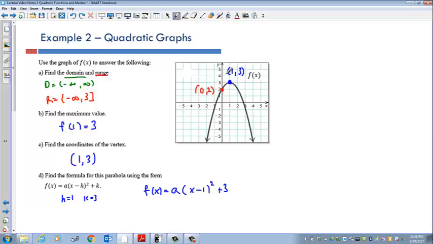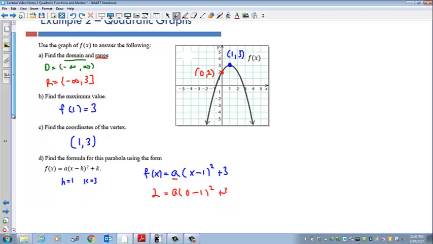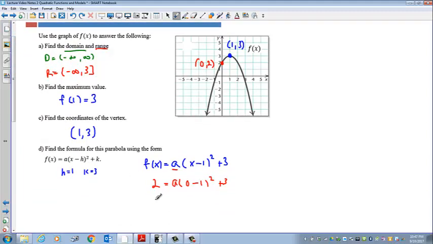And so that's a piece of information. I can use that to figure out a. So when you plug in 0, that means x is 0. So we have (0 minus 1) quantity squared plus 3. And the output, which is the f of x part, is 2. And so now we can go ahead and solve this equation, and that'll give us an answer for a.